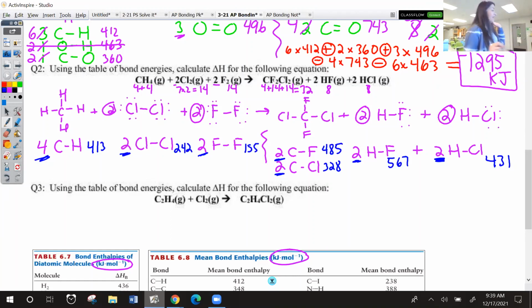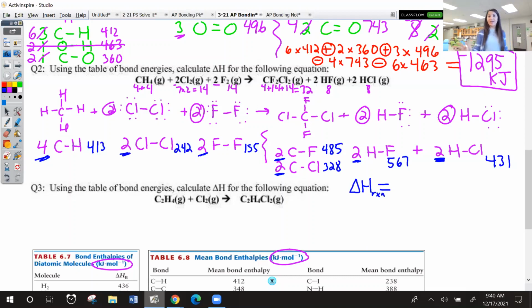Okay, so let's see if you can go ahead and do your calculation. I'm not going to write anything down right now, so I'll just tell you, remember it's 4 times 413, 2 times 242, plus 2 times 155, minus the other ones, okay? You have to minus every single one of those. I'm going to give you guys a second to try that out in your calculator. If you didn't get this far and you were still drawing things out, that's okay. I really just want to make sure that you can do this calculation and that you're going to get the right answer.